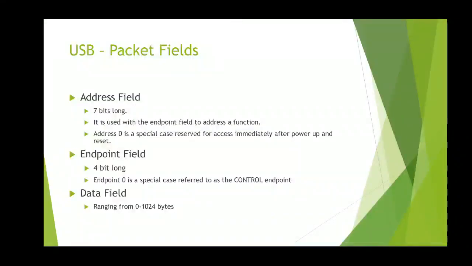After the packet identifier field comes the address field. It is a 7-bit long field. Since it is a 7-bit long field, it can address up to 2 raised to 7 devices. So 2 raised to 7 equals 128 devices. But address 0 is reserved for control purposes. So it can access only 127 unique devices.